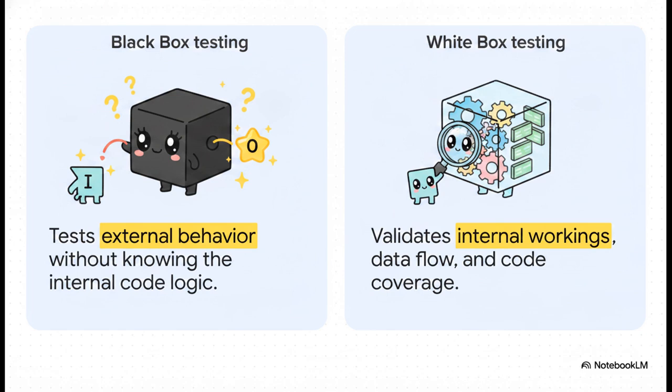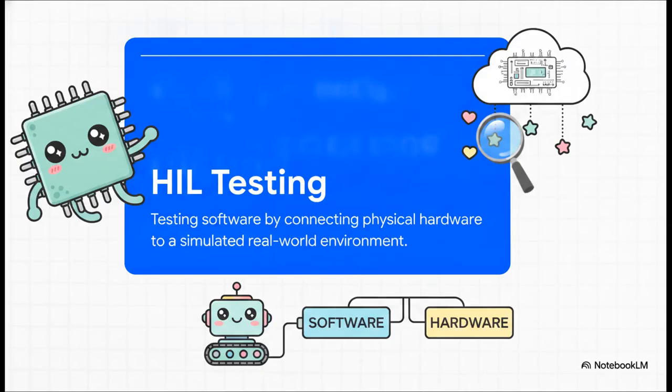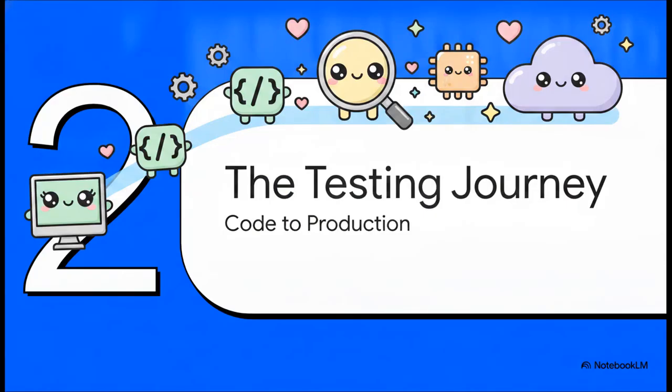Now, a real game changer in this field is hardware in the loop, or HIL for short. It solves a massive engineering gap. So instead of testing software in a vacuum, HIL connects actual physical hardware components to a highly simulated real-world environment. It literally feeds the software simulated digital and analog sensor inputs. This allows for incredibly intense and accurate validation way before a full physical prototype is even built. It's super cool. Moving right along to Section 2, the software testing journey.